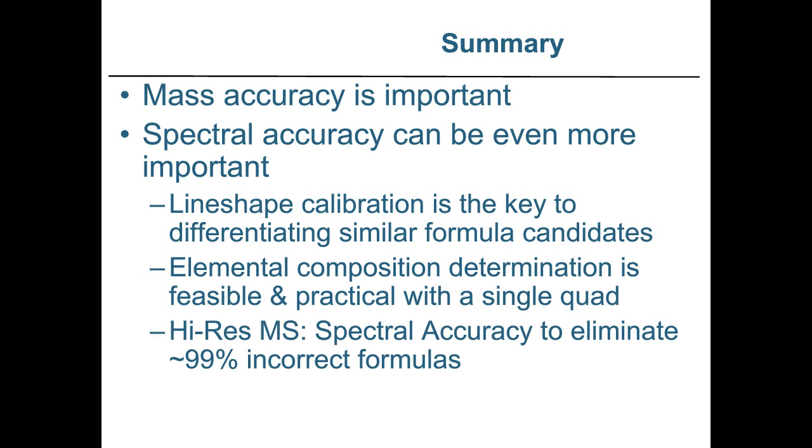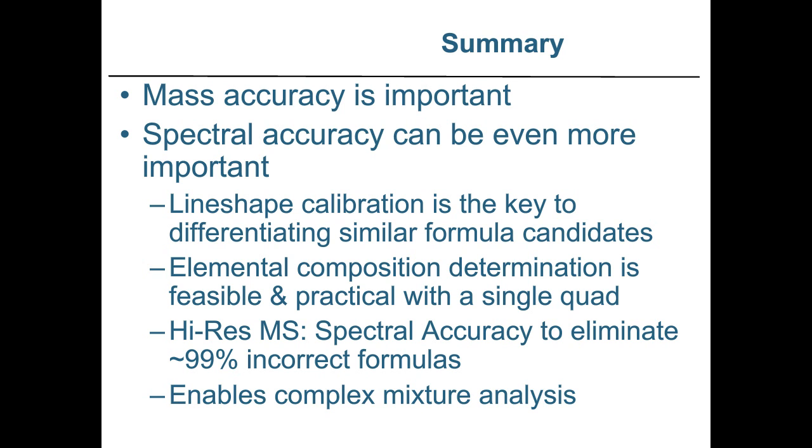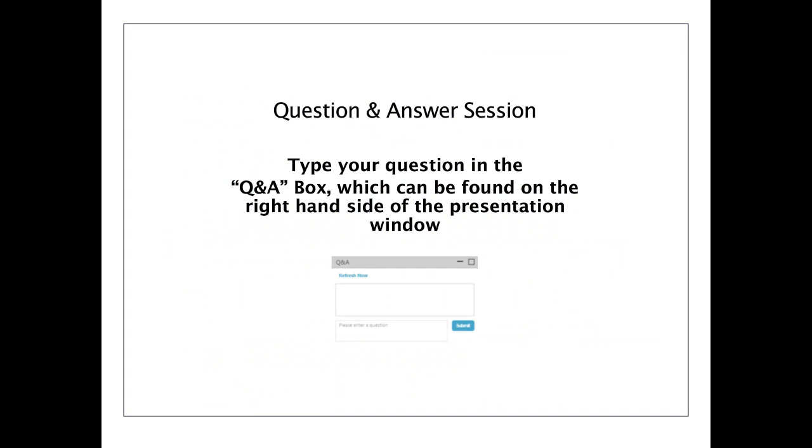At high-resolution mass spec, we can use our spectral accuracy to eliminate up to 99% of our incorrect formulas. And finally, we can also use the spectral accuracy metric to not only indicate that there's a mixture, but also to potentially analyze the mixtures if we have an idea of what the other components are in that mixture.